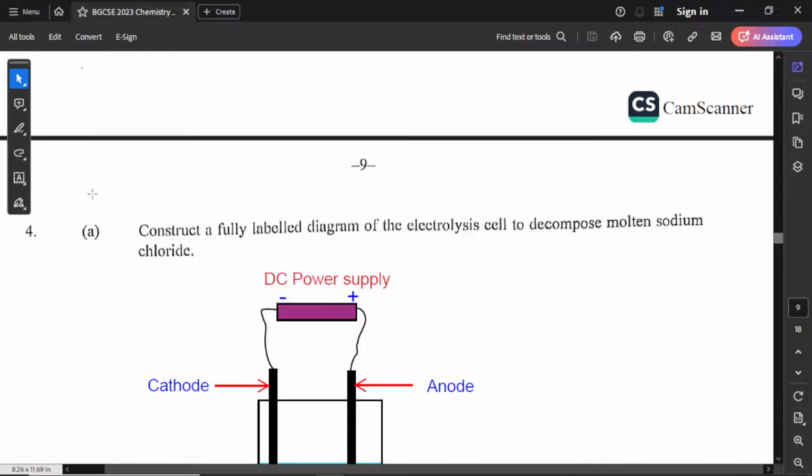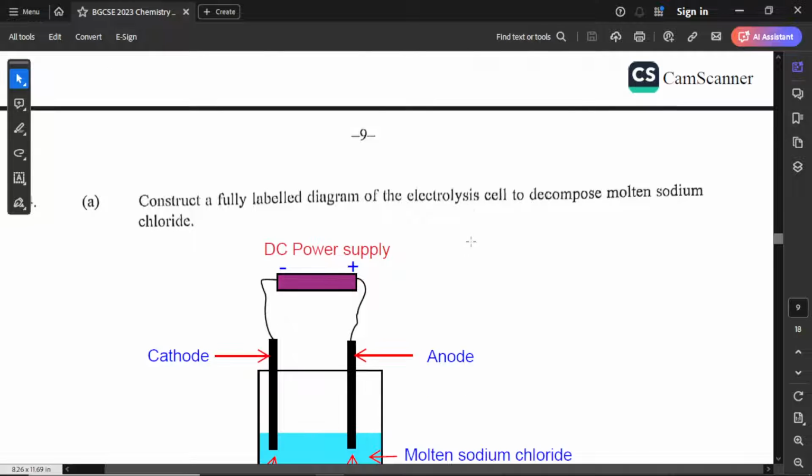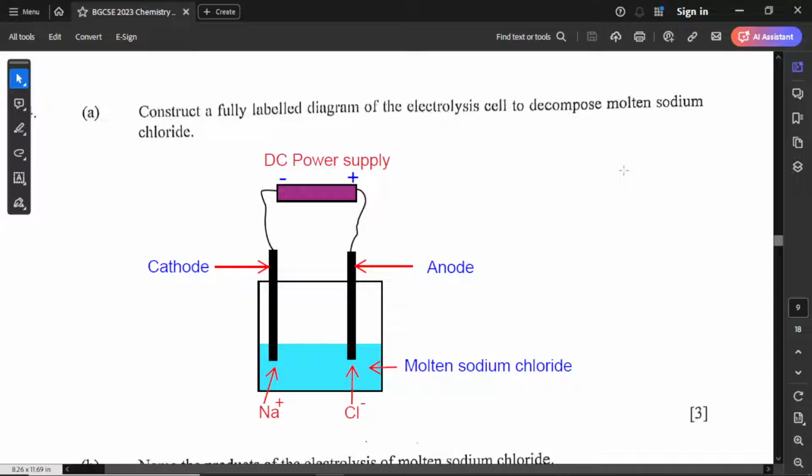Now, next question, question number 4. Construct a fully labeled diagram of the electrolysis cell to decompose molten sodium chloride. Again, this is molten, not a solution. So what you must have here is a DC supply, because we need a positive and a negative side. Once you have a positive and negative side, you have a cathode and an anode. These are the electrodes right here. The negative side is the cathode and the positive side is the anode. Then we have the molten sodium chloride here, molten meaning it is in a melted form.